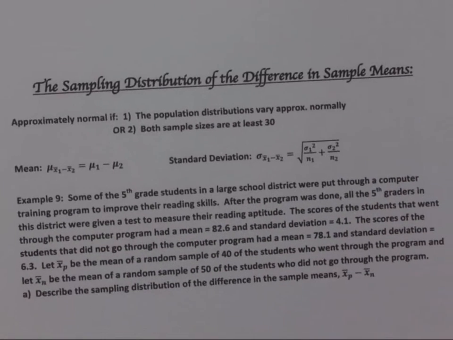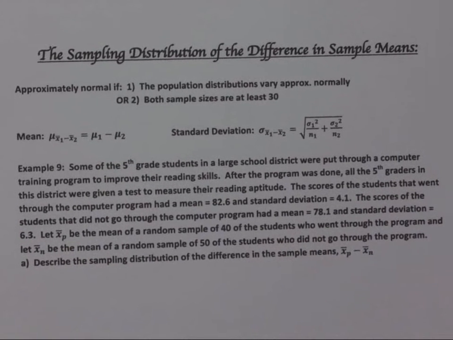Hello. Now we're going to talk about the second half of Chapter 7, Section 3, which deals with the sampling distribution of the difference in sample means. So there it is. This is a bit of a complicated concept, but maybe it won't be too bad. I'll do my best to try to explain it to you.